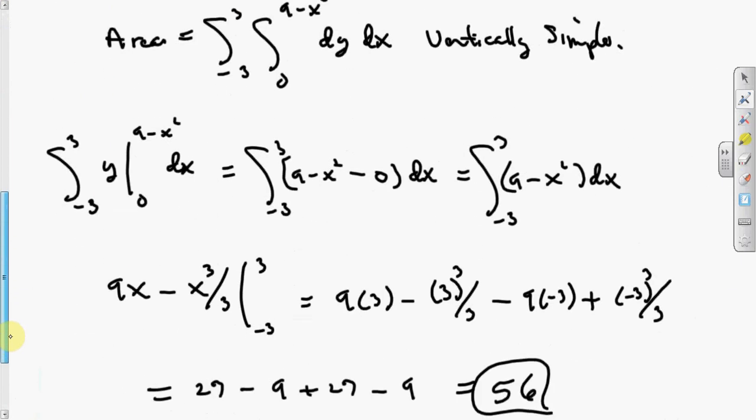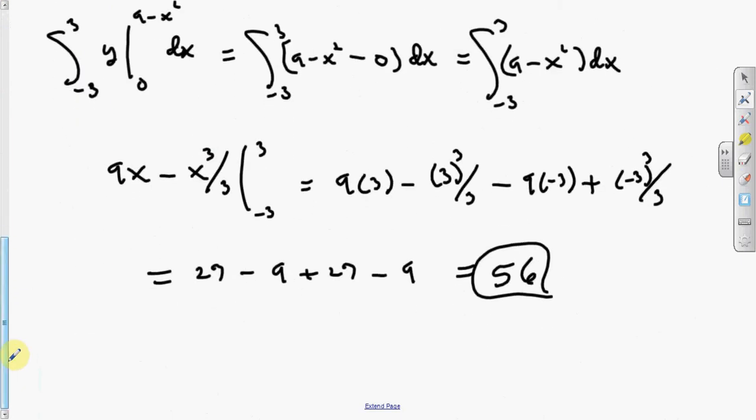What about the 56? No, this is 27 minus 36. Yeah. 18 plus 18.